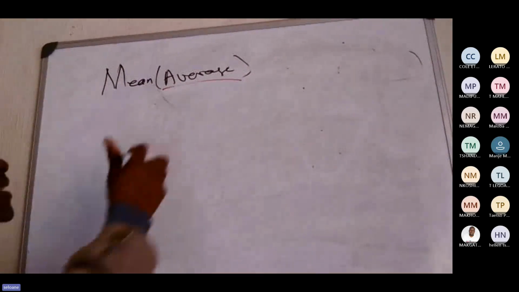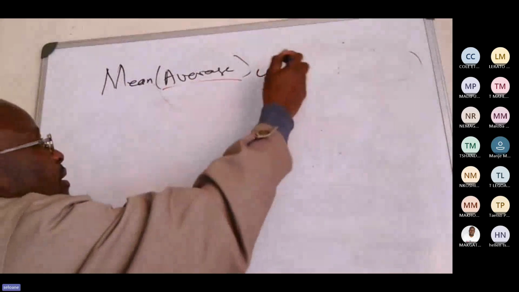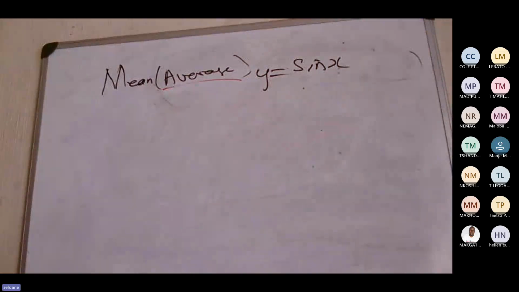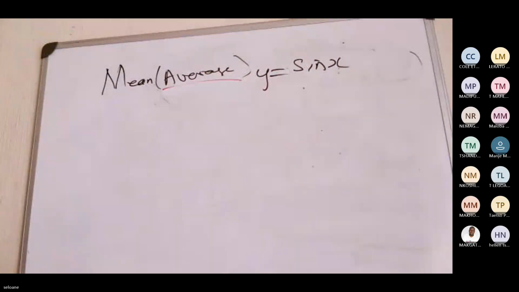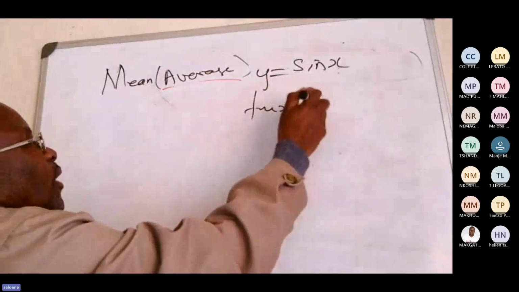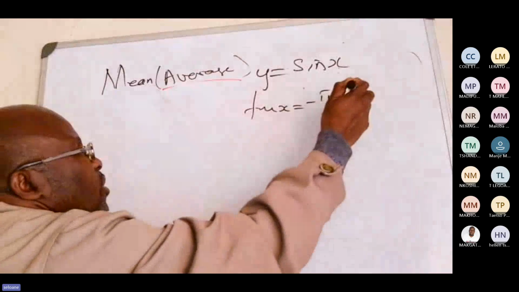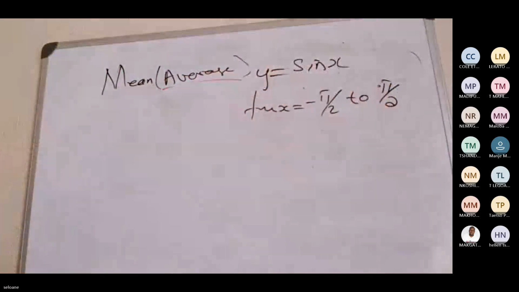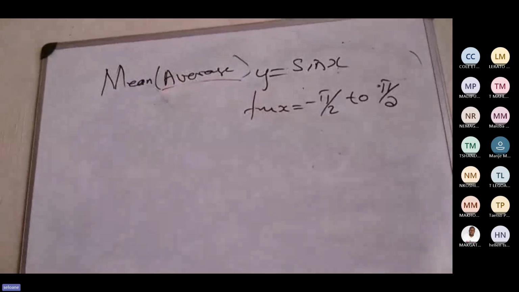Say you have got y equal to, say, sin x. Find the average from where to where? From x equal to minus pi over 2 to pi over 2.